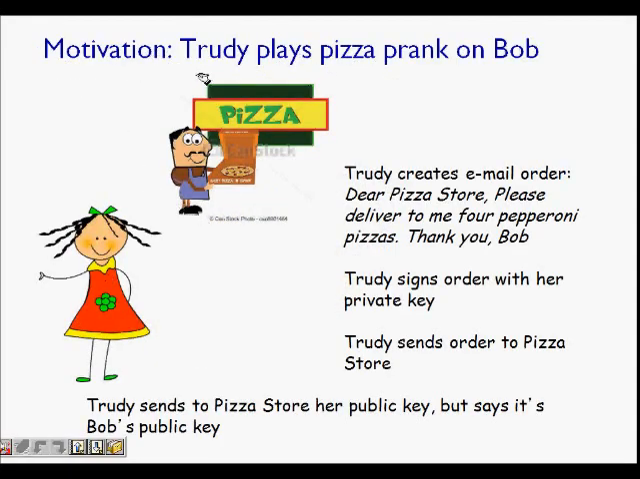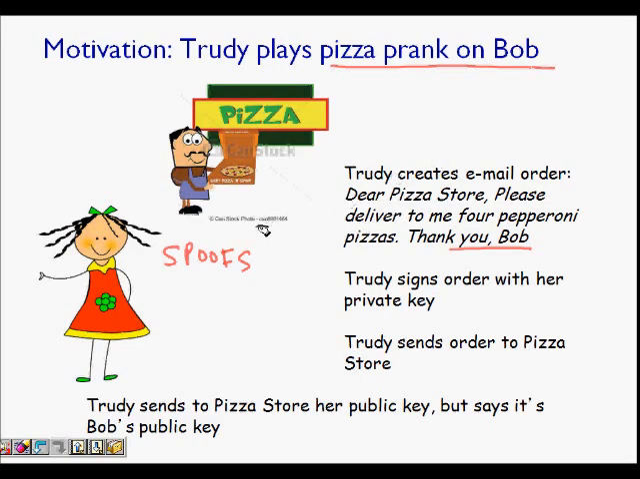So, the motivation first. Trudy plays a pizza prank on Bob. Trudy creates an email order and sends it to the pizza store: "Dear pizza store, please deliver to me 4 pepperoni pizzas. Thank you, Bob." So she spoofs Bob. This is called spoofing.